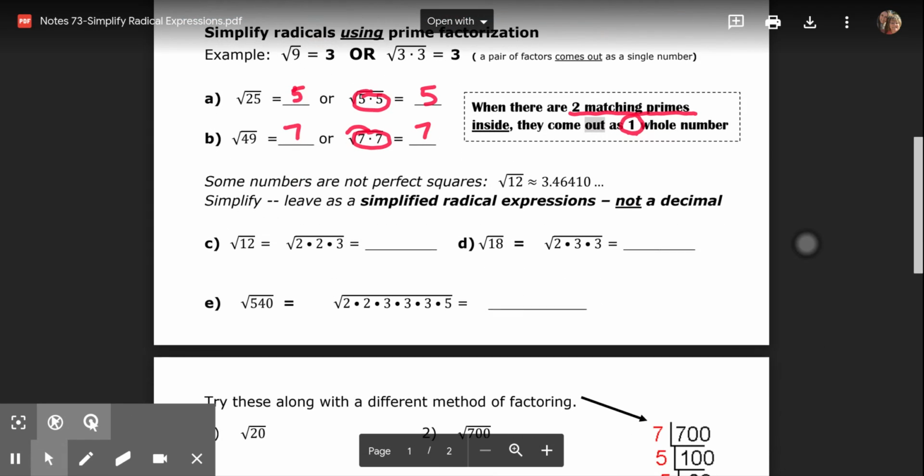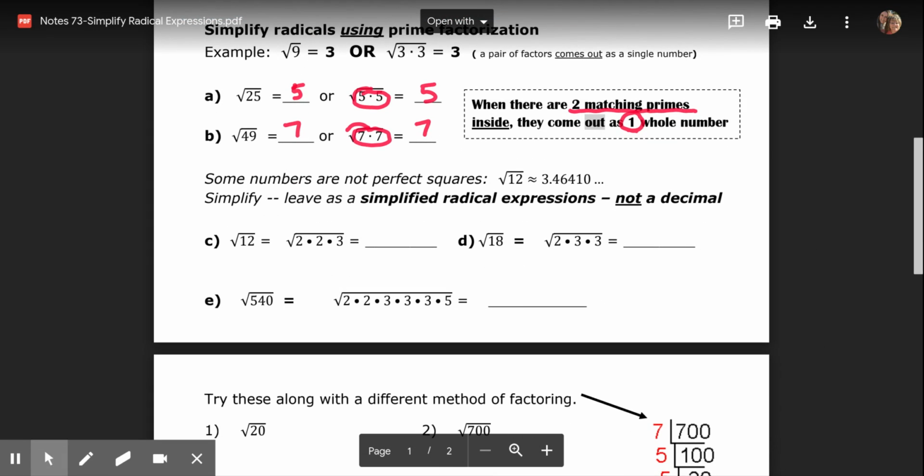All right, let's take a look at letter C. Simplified numbers. Some numbers are not perfect squares. Square root of 12 is 3.46410. Simplify. Leave as a simplified radical expression, not a decimal. So on 12, what we can do is break this down. You could have started with like 4 times 3 and then break 4 down into 2 times 2 times 3. So I'm going to circle a pair and I'm going to bring 1 out. So my final answer would be 2 square roots of 3.